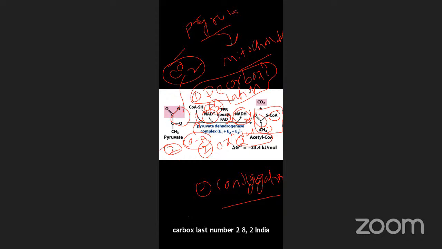How many ATPs are formed in oxidative decarboxylation? Is there any ATP? No, sir. No ATP formation, right? Only NAD converted into NADH2. That's why 2 NADH2 are formed.